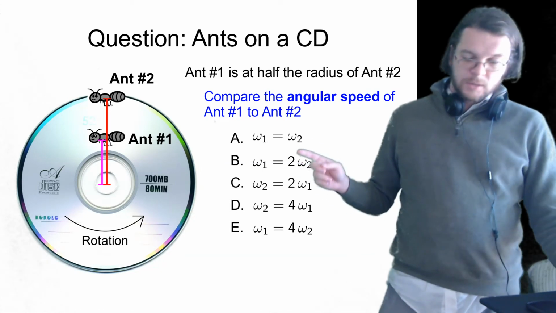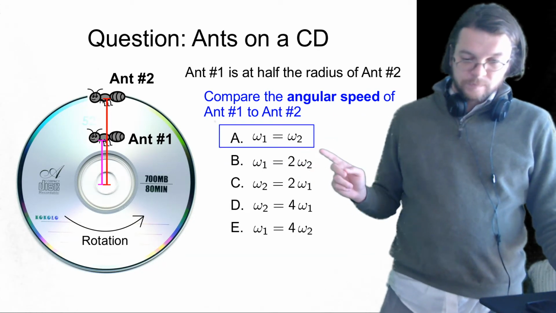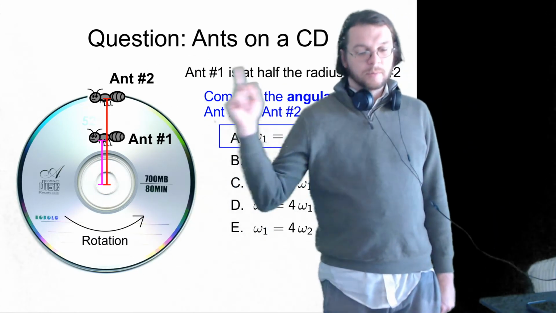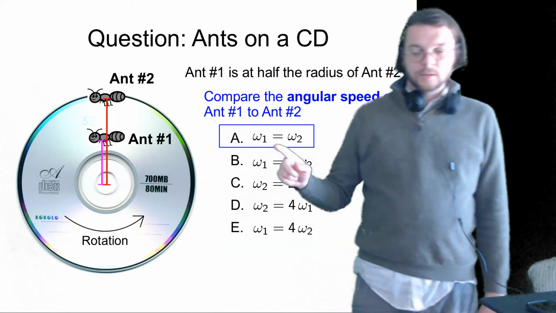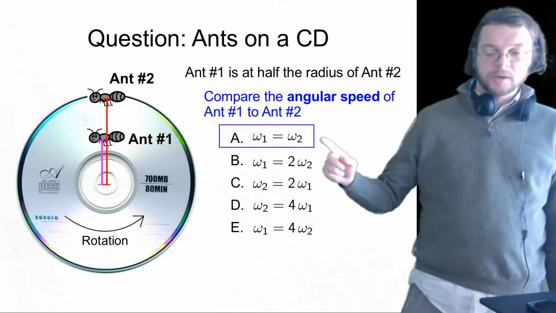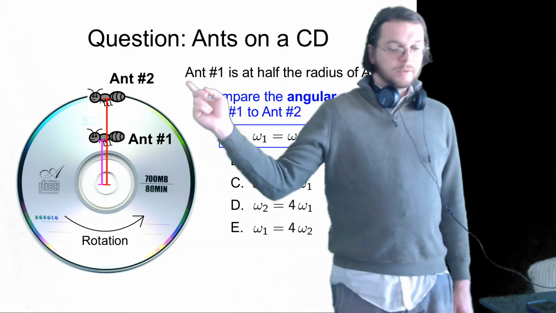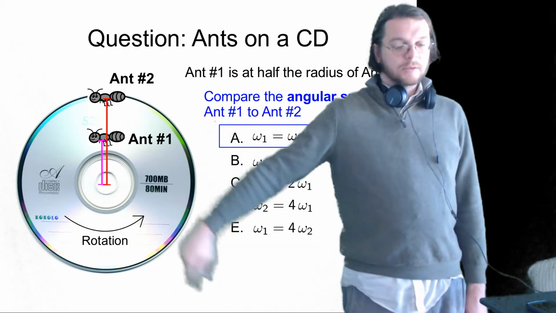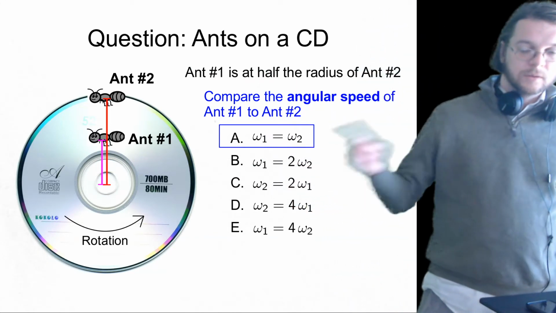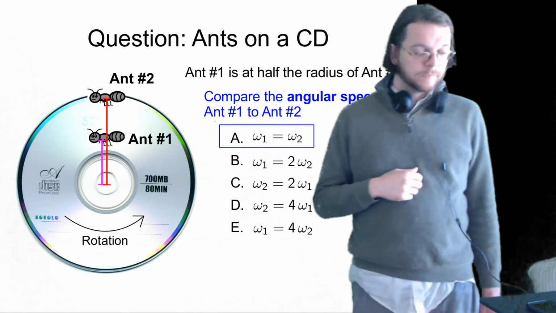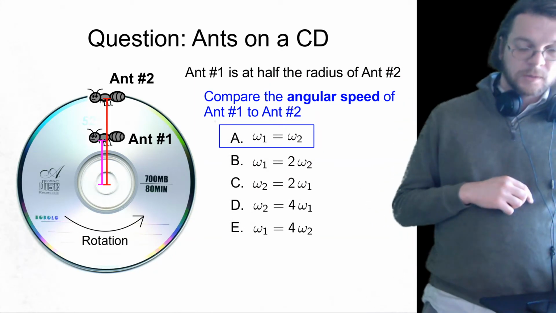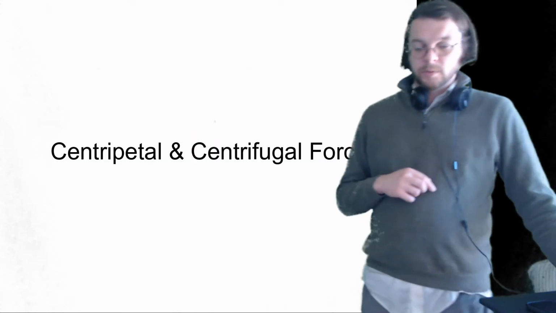The answer is that they are in fact the same. Because remember that it takes the same amount of time for the ants to go through one period. So this is the radians per second for ant 1, this is radians per second for ant 2. Well, it's the same. If it takes the same amount of time for the ants to do 2 pi radians, then clearly the angular speeds are the same. So that's just a little bit of trivia. It's good to brush up on that for midterms and other purposes.